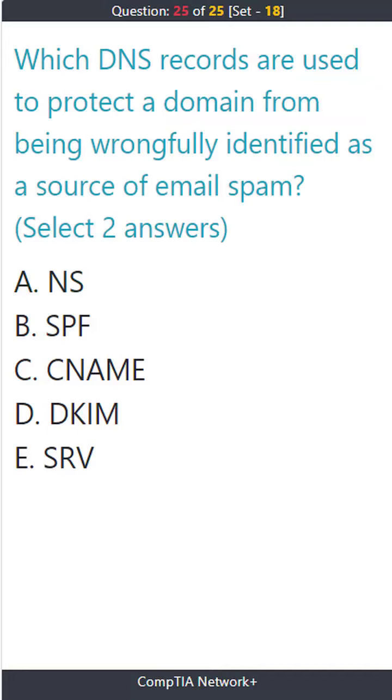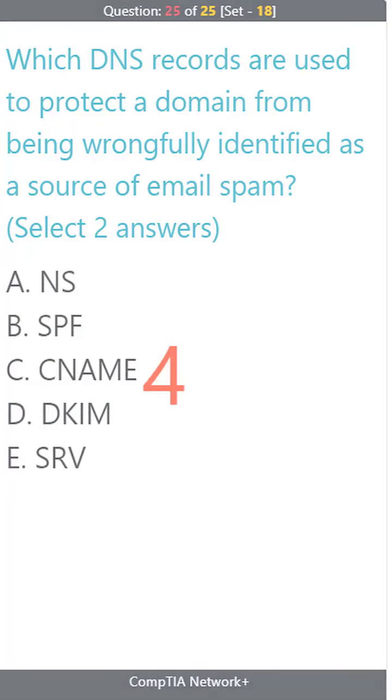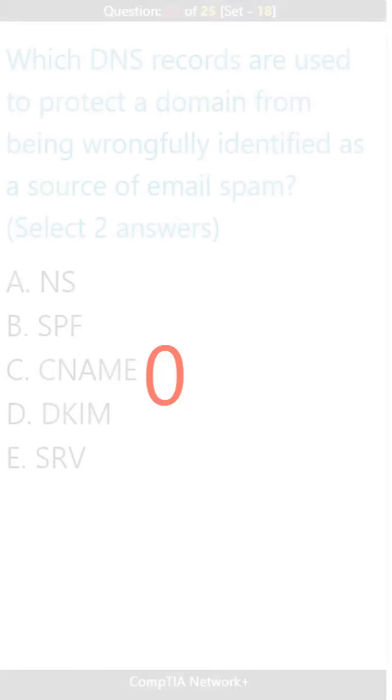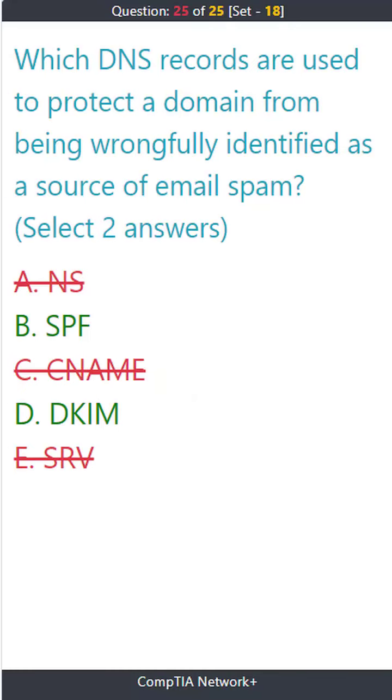Question 25. Which DNS records are used to protect a domain from being wrongfully identified as a source of email spam? Select two answers. A. NS. B. SPF. C. Name. D. DKIM. E. SRV. The correct answers are B. SPF, D. DKIM.